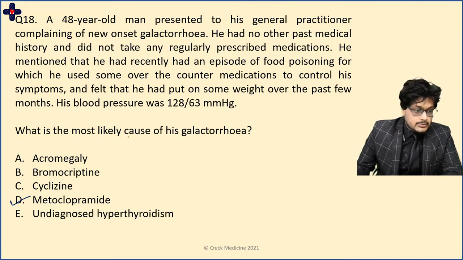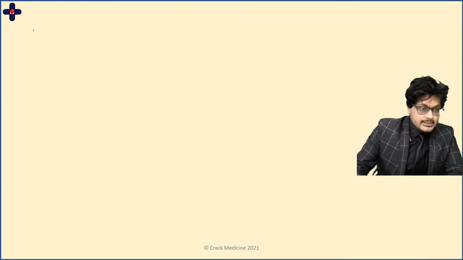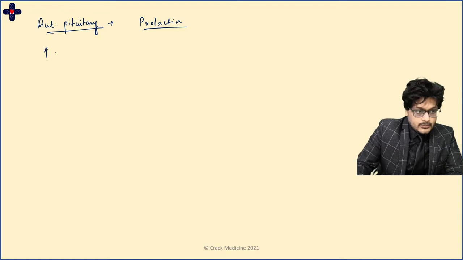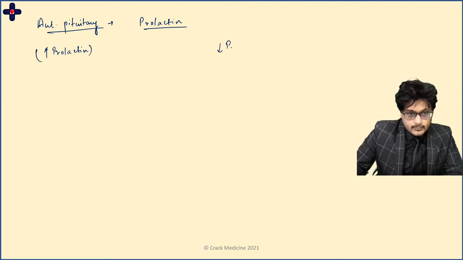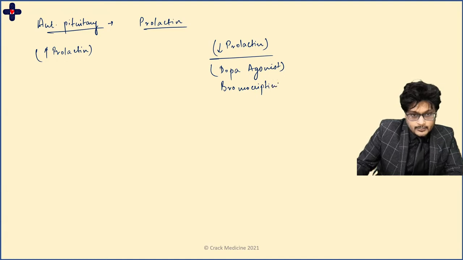And Dr. Shakun Shan also says D. Hi and welcome, Shakun. So the answer over here will be metoclopramide, bromocriptine being a DOPA agonist. It's fairly simple. Anterior pituitary secretes prolactin. Now, the ones that will decrease the production of prolactin are DOPA agonists, like bromocriptine. The ones that will increase the production are DOPA antagonists.